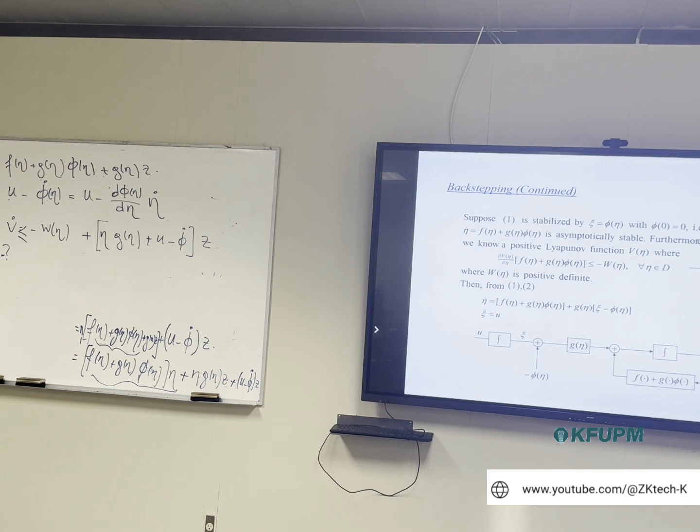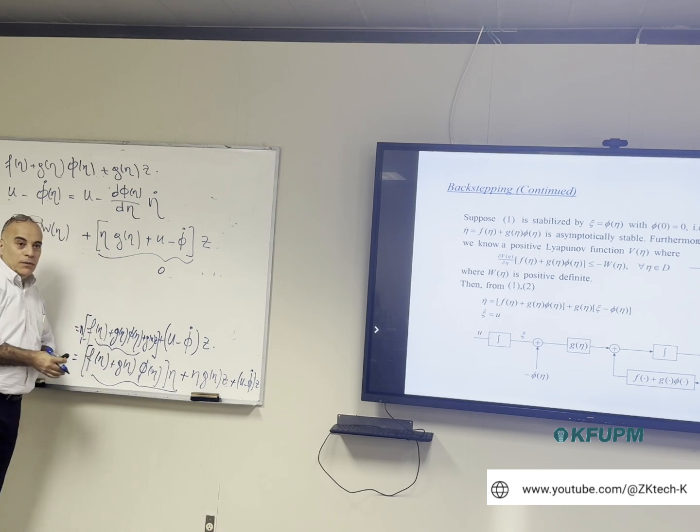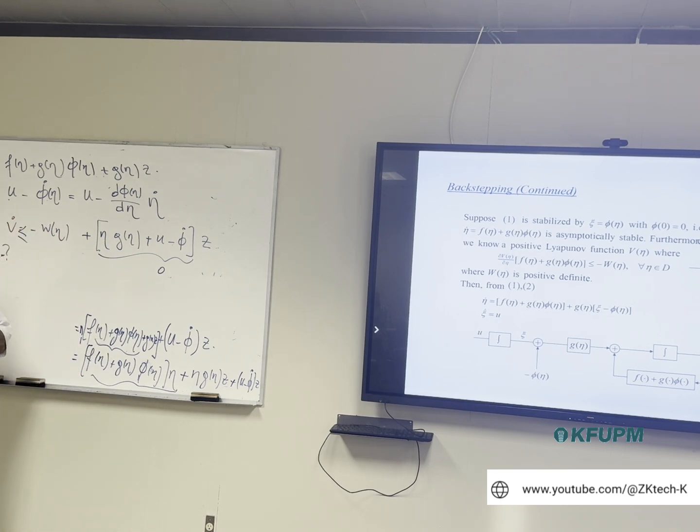What should be u? How should you select u? What do you want to cancel? All of this equals 0. So let's say that we decide that all of this is equal to 0, because we have the control. Yes, this is our controller. We can decide that everything here is equal to 0. Then we will have 0 times z, and then v prime will be negative.